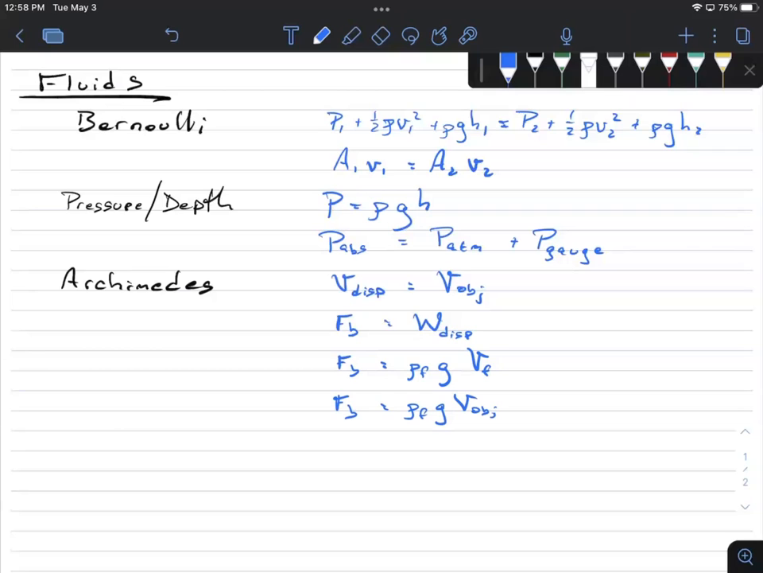And so there's three different ways of writing the same exact thing. Buoyant force is equal to the weight of the water displaced. And the other two just tell you how to calculate the weight of the water displaced. That's it.